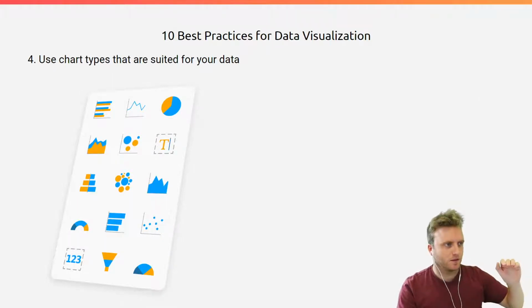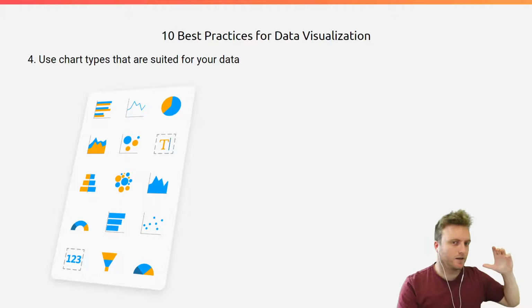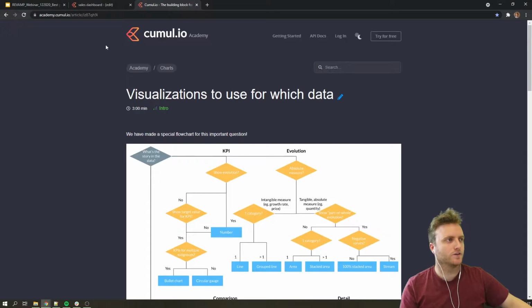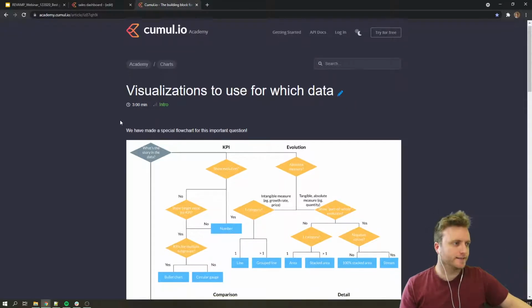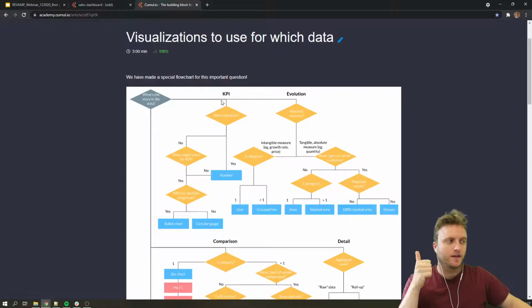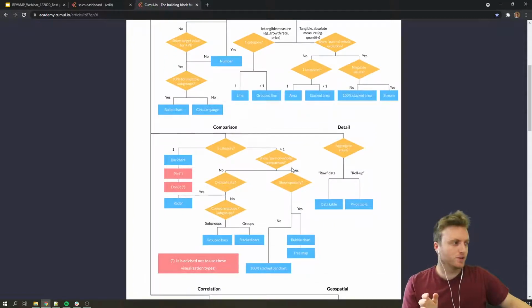Use the chart types that are suited for your data. Instead of explaining everything, because that would take a lot of time, I'm just going to show you our article called Visualizations to Use for Which Data. It's on our Academy, it's live. It gives you a nice flowchart of which charts are, according to our knowledge, the best way to go. If you, for example, want to visualize a KPI or an evolution, you can look here. If you want to compare data or look at details of it, you can also look here.